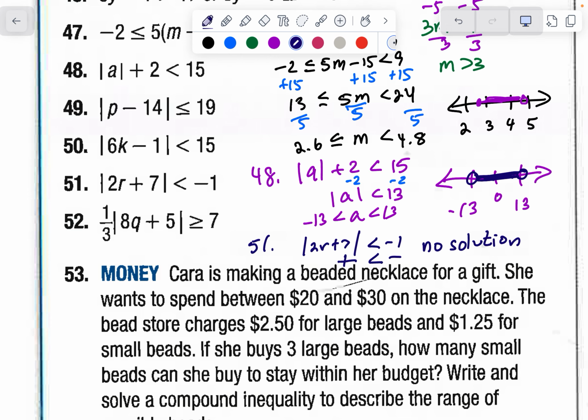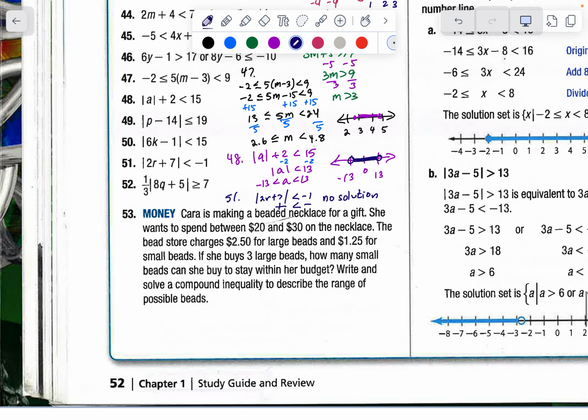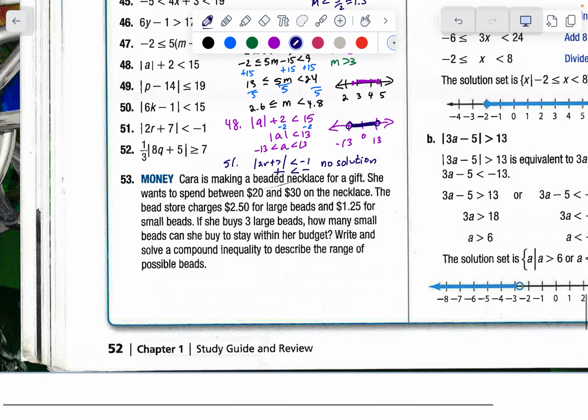Now, we did an absolute value less than, you stick it on both sides. So like 49, you would have p minus 14 is between negative 19 and positive 19. 50, you would have 6k minus 1 is between positive 15 and negative 15. Okay, now let's look at 52, an absolute value greater than. I'm running out of room where to put it, but we'll put it down here.